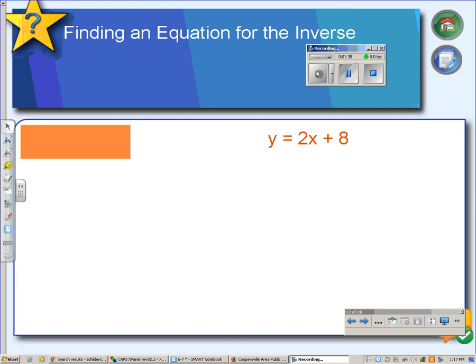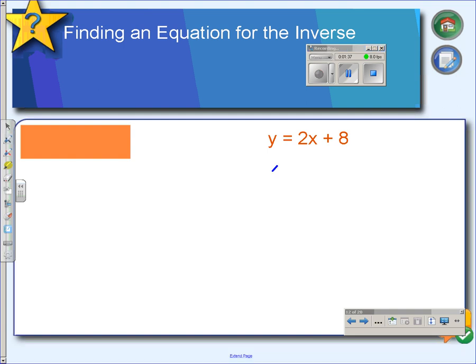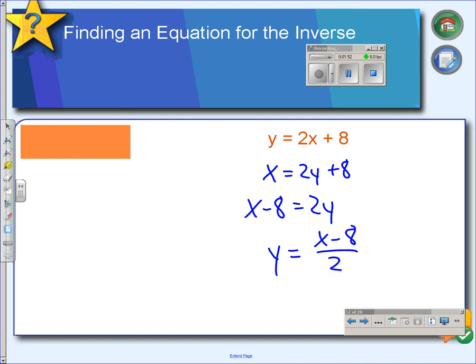To find the inverse of an equation, we switch x and y, and then we solve for y. So to solve for y here, we would first subtract 8, and then we would divide by 2. So we get x minus 8 divided by 2. We can distribute the 2 in the denominator there, so that makes a 1/2 x minus 4. We're just dividing both parts there. And this is our inverse function, so we can notate that with a -1. That means the inverse to the y function.